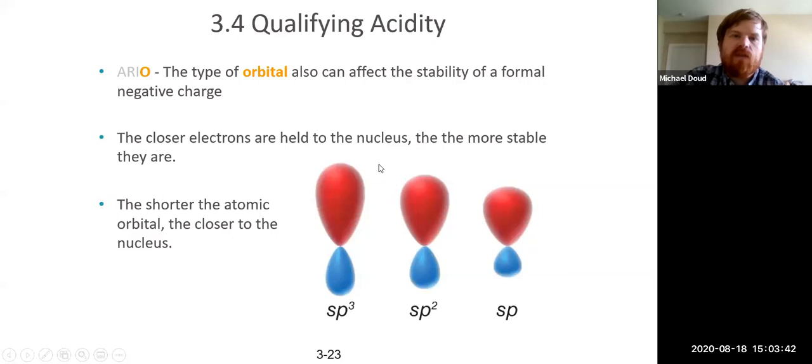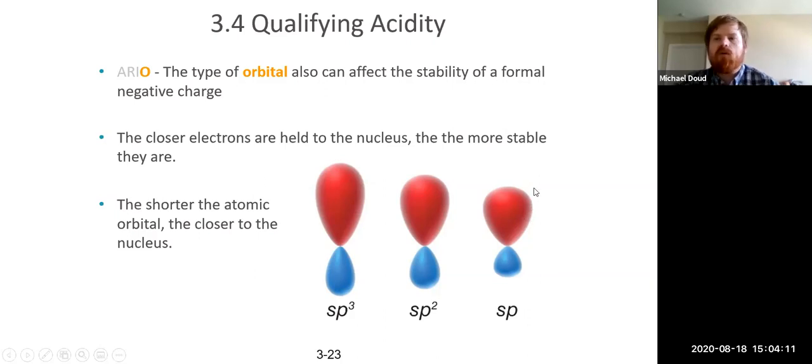Okay, finally. Now we're at the end of ARIO, we're at the O. O stands for orbital. So when we're trying to get this qualitative acidity figured out, the type of orbital is also going to affect the strength of the acid. And the reason for that is that there's a difference in the distance electrons are held from the nucleus in an sp3 versus an sp2 versus an sp orbital.